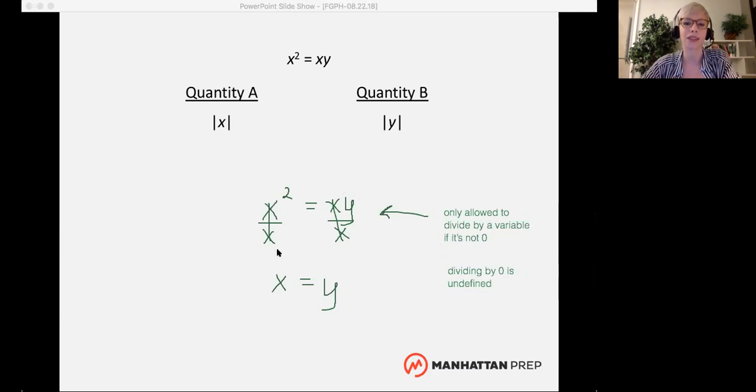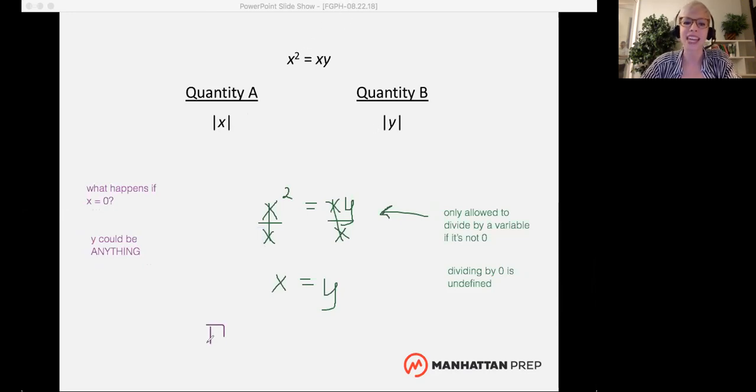So think about it. In this case, if x squared equals x times y, what happens if x is 0? Precisely. Y could be anything. We don't know the value of y. And as such, there's no way that we can compare x and y. So once again, the answer has to be D.